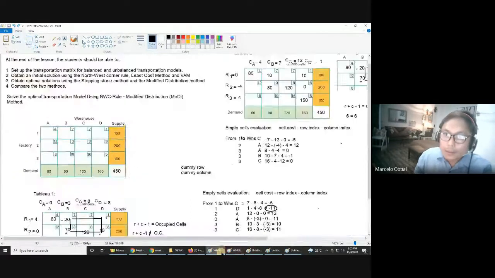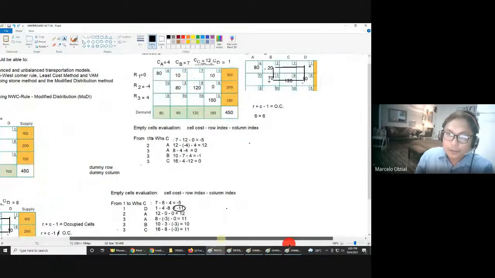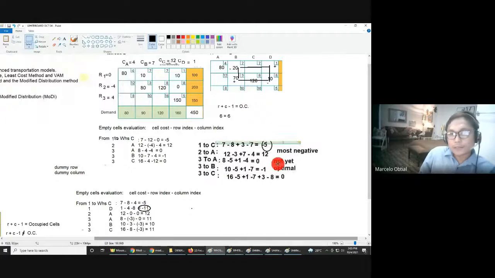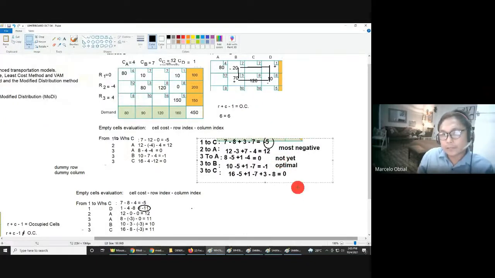Copy. Then, just a comparison, no? If you ask me, sir, shall we do that next time, comparing the stepping stone method? No, you don't need to do this, no? Just for you to understand that the MODI is a shortcut method for the stepping stone method. Okay? As you can see, they should be the same.